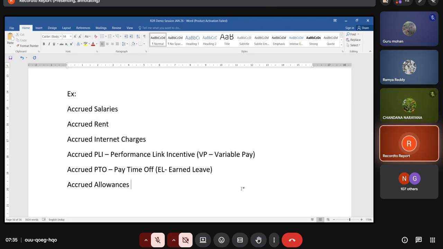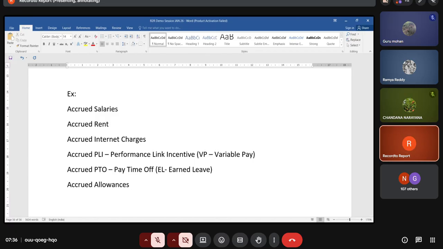Even our transportation, like our company is providing free cab facilities. That will be provided on a free basis, so there are no charges incurred for the employee. It is an expense to the company. The company is paying the third party vendors in the next month. Like this, there are any number of examples, guys. Those are called accrued expenses.